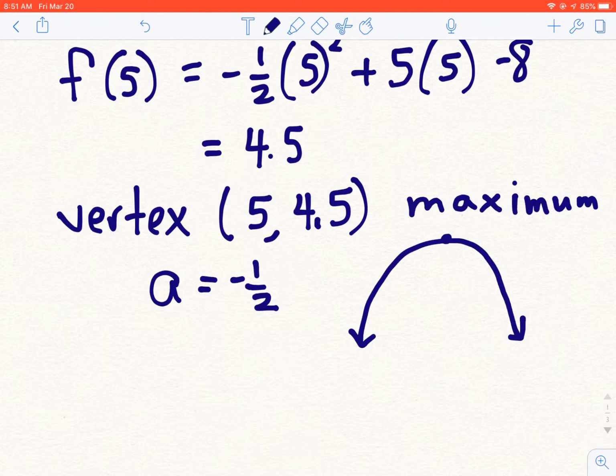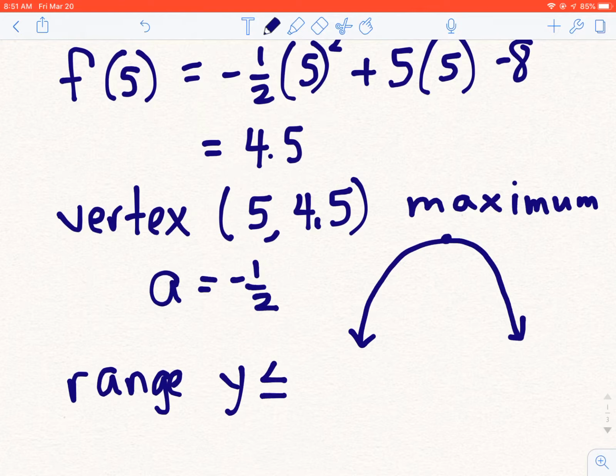Okay, so now I should do my range. So my range is going to go below the y value. So my range is y is less than or equal to the y value, because that's all about the y, which is the 4.5. So that's my range. So I've got a vertex, which is a maximum, and I have the range. Now I just have to decide what are my increasing and decreasing intervals.